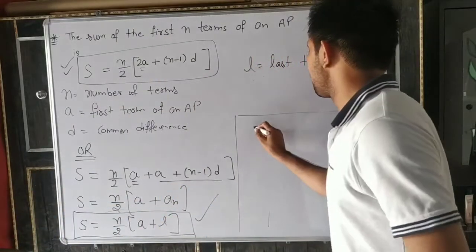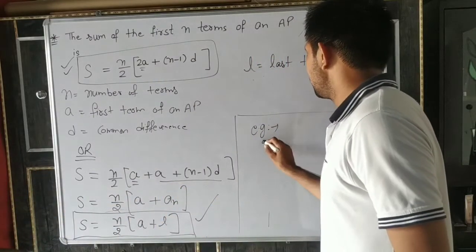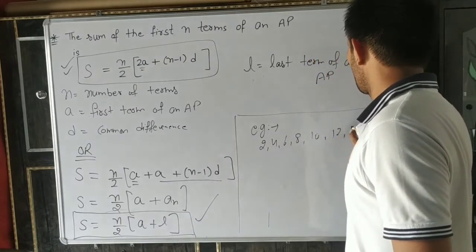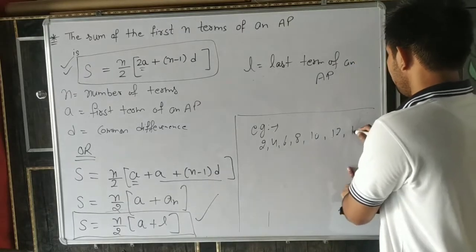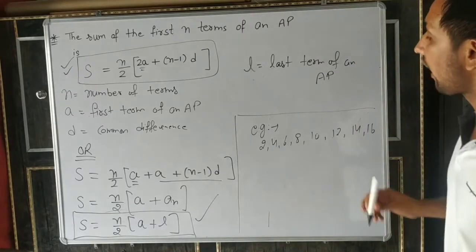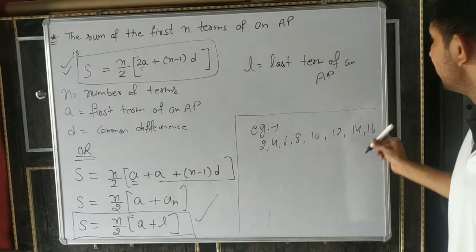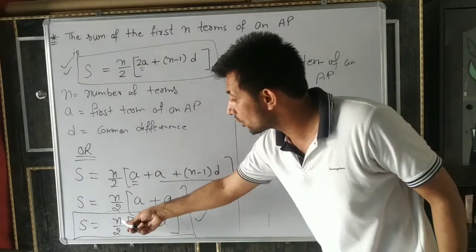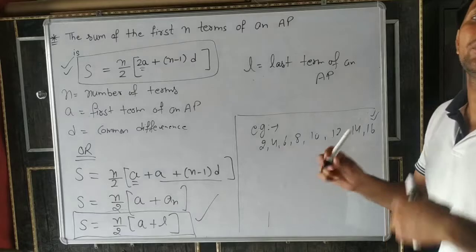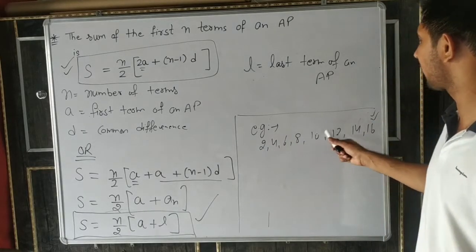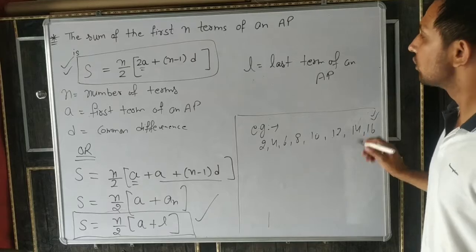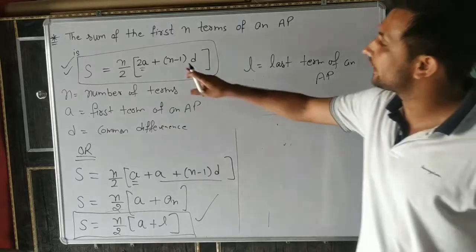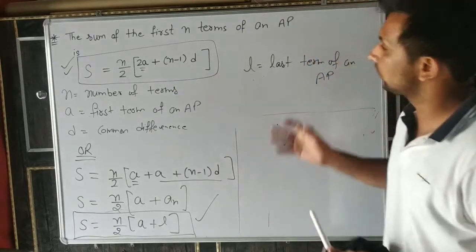What is the last term? Look at the example. Suppose 2, 4, 6, 8, 10, 12, 14 and 16 are given up to here. To find the sum of all these terms, everyone knows the last term is 16. So we can use this formula also. But we should know what N is. First we will find how many terms: 1, 2, 3, 4, 5, 6, 7, 8. Understand? So remember these two formulas. L means the last term of an AP. Otherwise we can use this formula. Understand, dear? Now note down this formula.